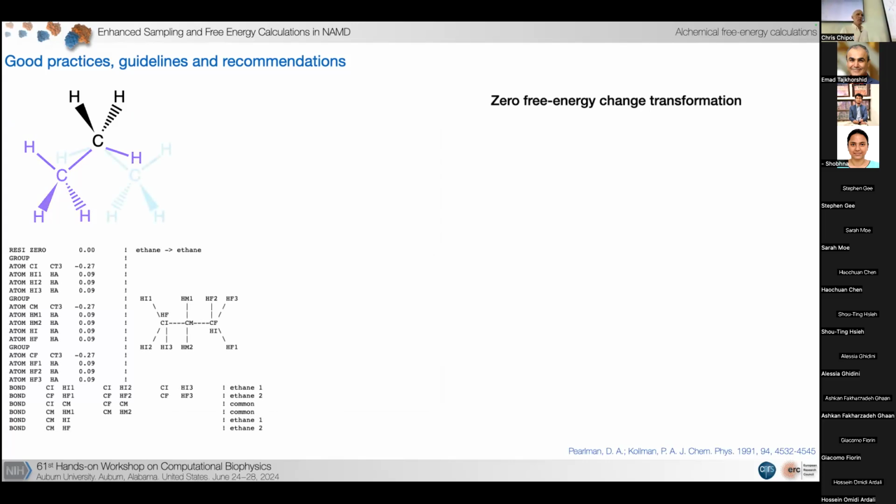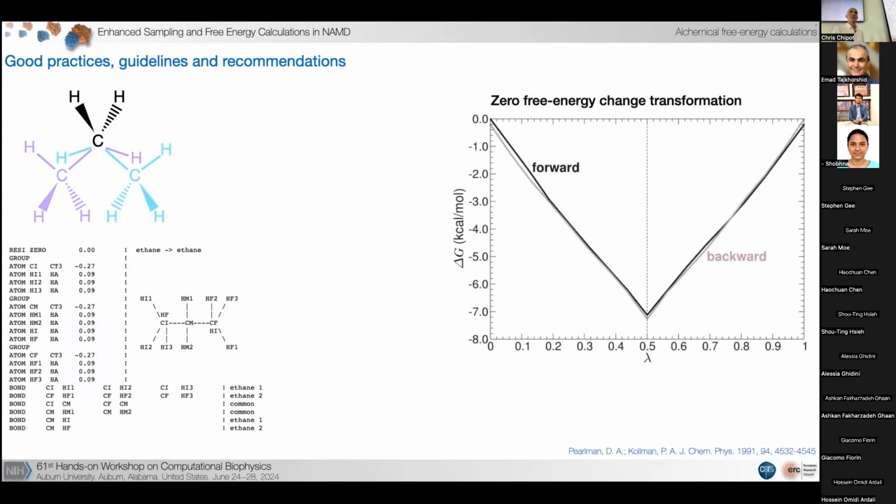So here's an example. This is actually the first exercise that you will do this afternoon. I'm transforming ethane into ethane. It's really a stupid transformation, but the virtue of this transformation is you know what the answer should be, hopefully. So it should be 0. And the way we define that in terms of dual topology is a pseudopropane, and the common denominator would be this thing here. And then the idea is to make this group vanish as this group appears.